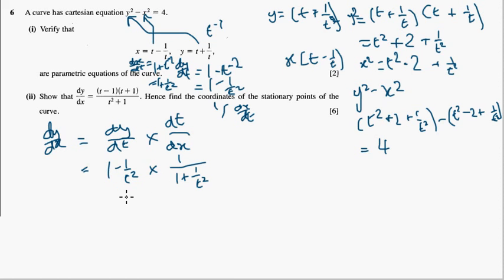It makes sense at this stage to simplify our fractions. 1 minus 1 over t squared we can write as a fraction all over t squared. 1 is the same as t squared over t squared. That's 1, so that's the same. I hope you're happy with that. And then 1 over 1 plus 1 over t squared. Well, 1 plus 1 over t squared is going to be, if we put that all over t squared, 1 is the same as t squared over t squared. So that's the same as t squared plus 1 over t squared. So 1 over that is going to be this flipped around.